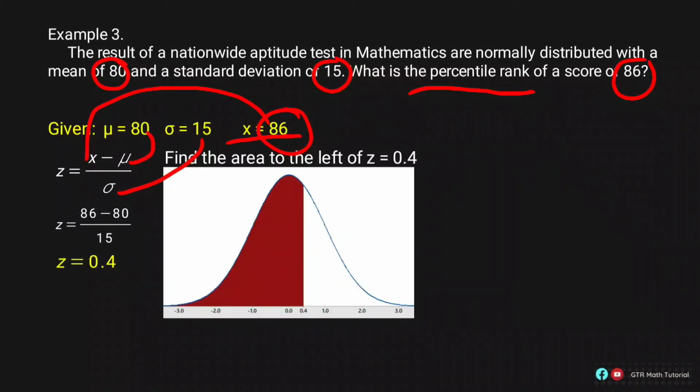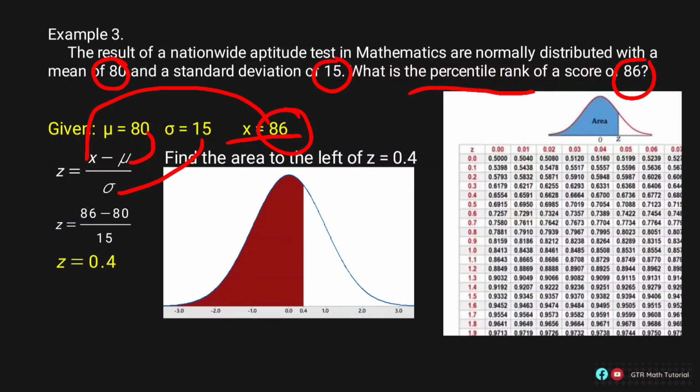So this is the graph of 0.4. So kunin natin ang area to the left of z equals 0.4. So use the table. So yung positive side ng table natin ang kukuhanin natin. So kunin lang natin ang area ng 0.4. So 0.4 sa leftmost, then 0.00. Dahil 2 decimal lang siya, so 0.00 sa topmost, then get their intersection.